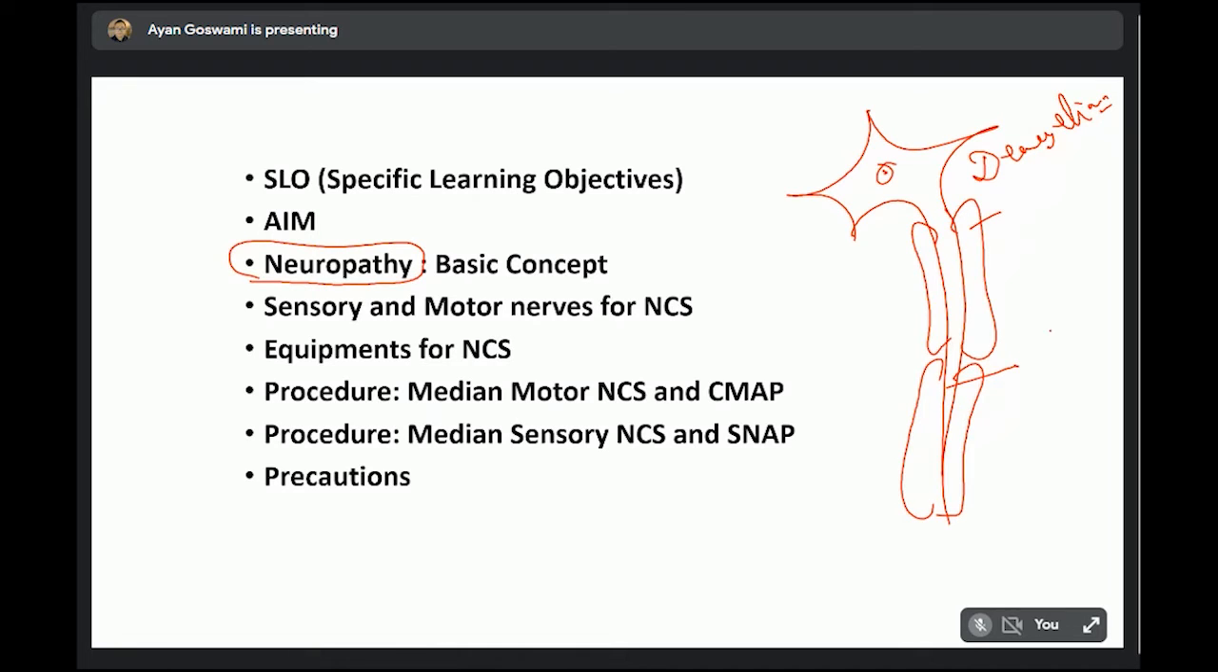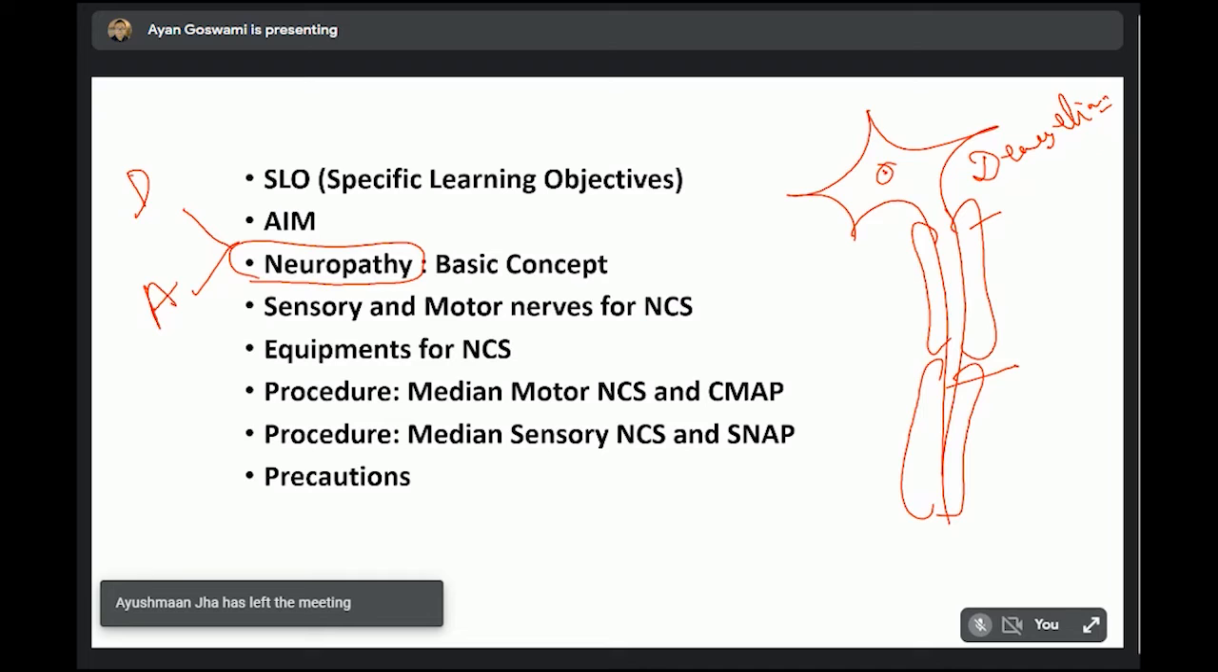So neuropathy is of two types: demyelinating neuropathy and axonal neuropathy. Very simple. Neuro means nerve and pathy means that due to some disease process it is damaged. The nerve fiber is damaged, it may be demyelination or damage to the axon. These two are the major arms of neuropathy.